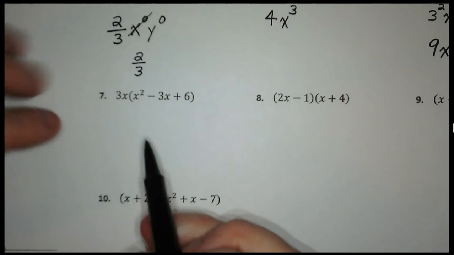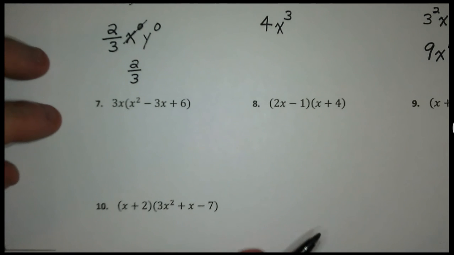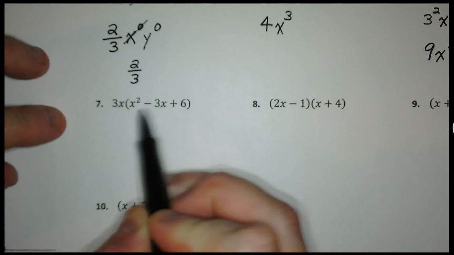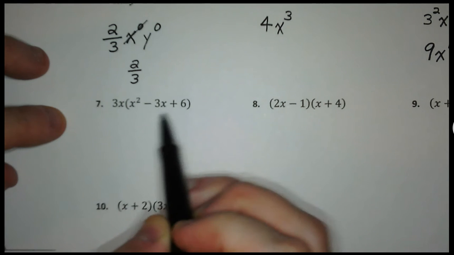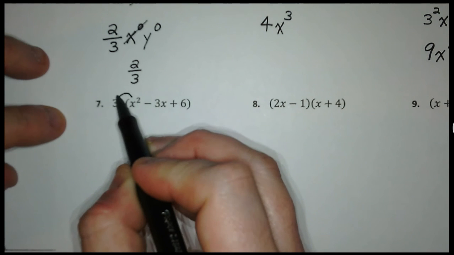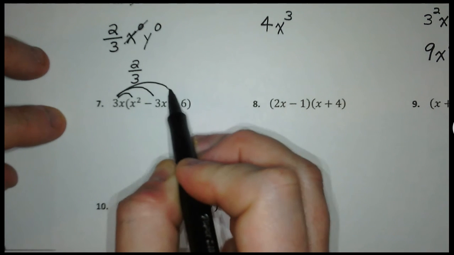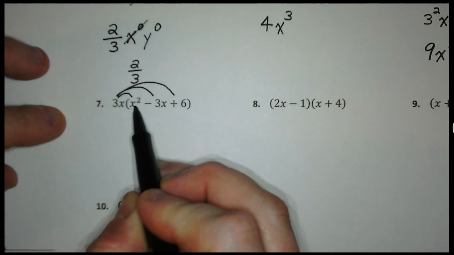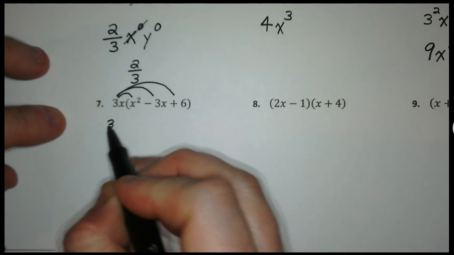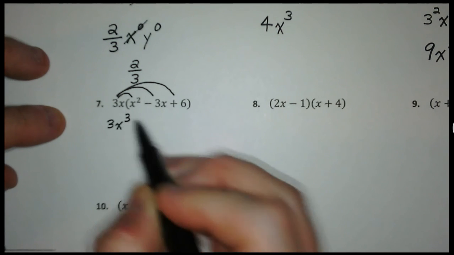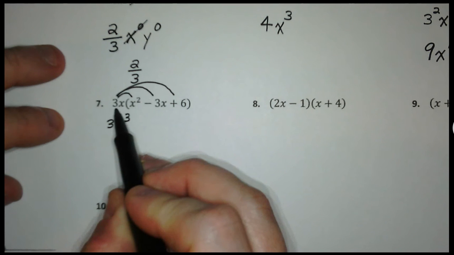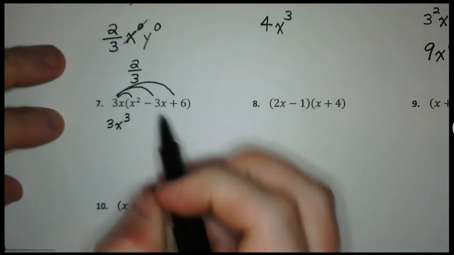What do we do with number 7? How do we simplify that or multiply? Right? 3x times that whole bubble of 3 terms. This is where you got to bust out the distributive property. So we do 3x times x squared, and I'm not going to repeat myself about how to do that. That ends up being 3x to the 3rd, and then 3x times negative 3x.